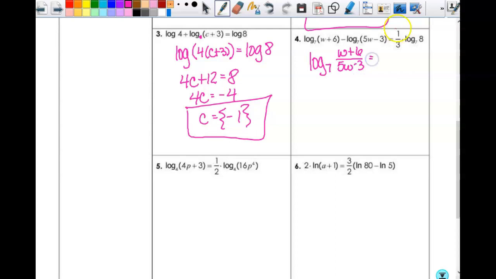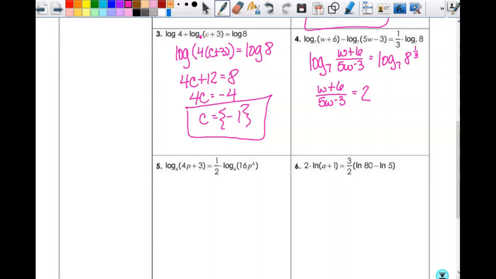And that's equal to, what happens with this 1/3? It becomes an exponent, right? So then I get log base 7 of 8 to the 1/3 power. So now I have a single log on both sides. I can use the one-to-one property, and this gives me w plus 6 over 5w minus 3 equals, and I can go ahead and simplify that. What's 8 to the 1/3 power? 2.